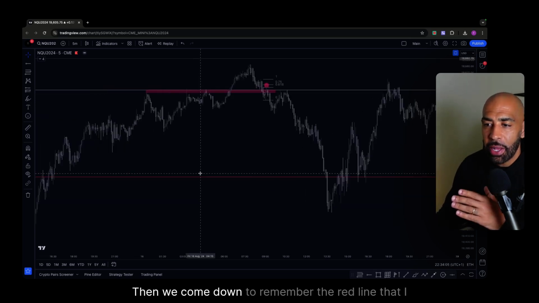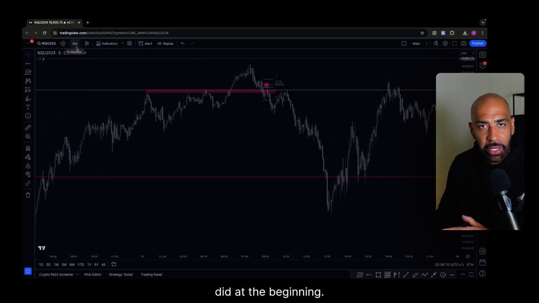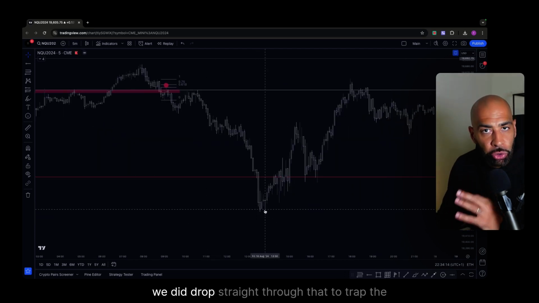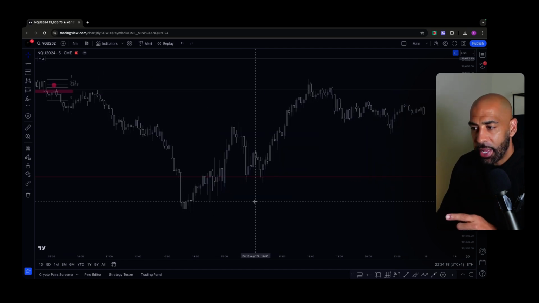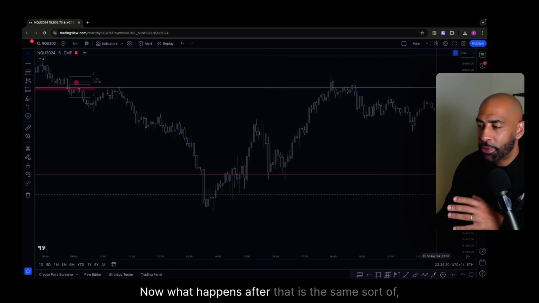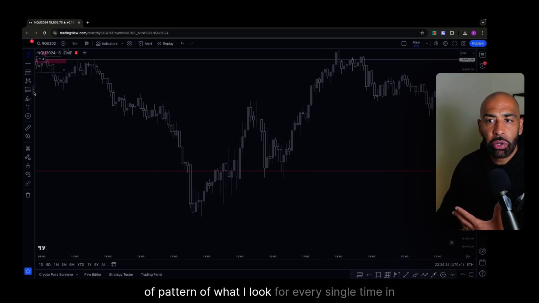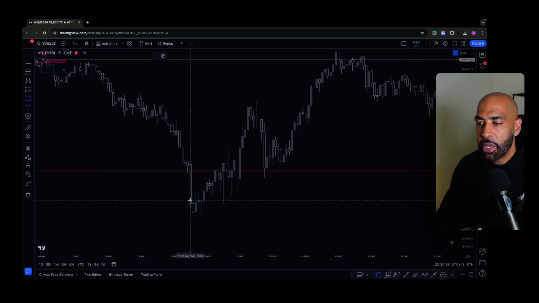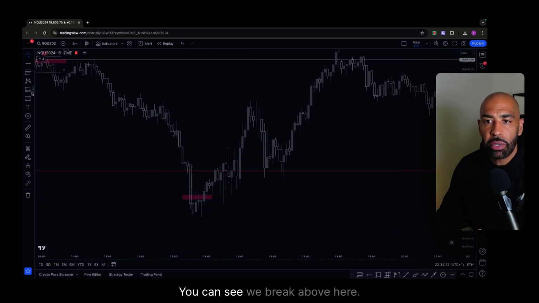Then we come down to, remember the red line that I did at the beginning. We came down to that level. Now we did drop straight through that to trap the bears. Now, what happens after that is the same sort of pattern of what I look for every single time in the charts, looking for a break. We have this 5-minute zone here, which we then break above. You can see we break above here.